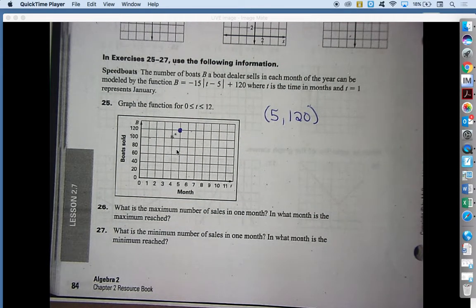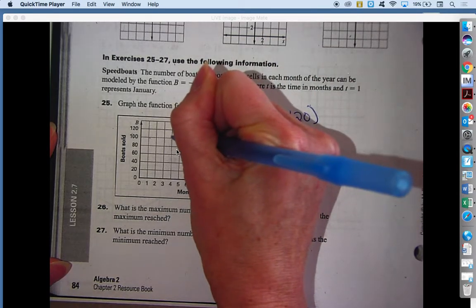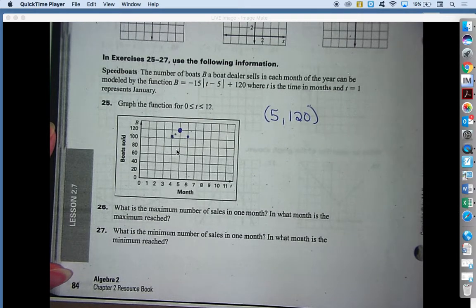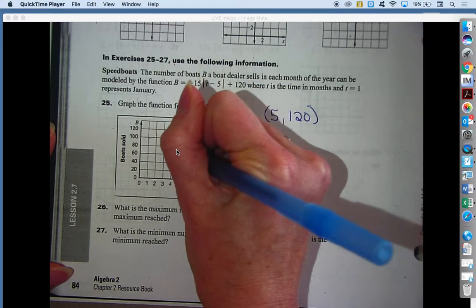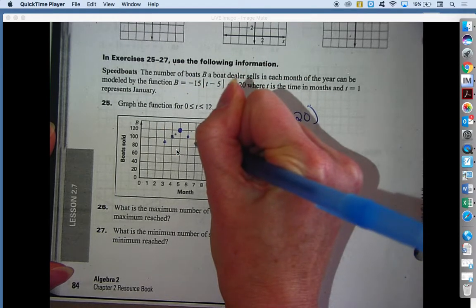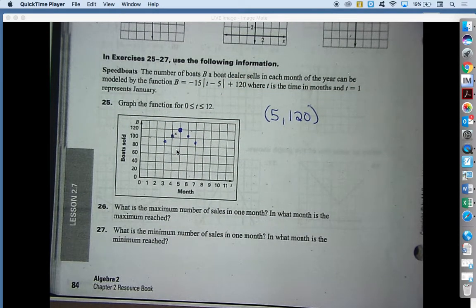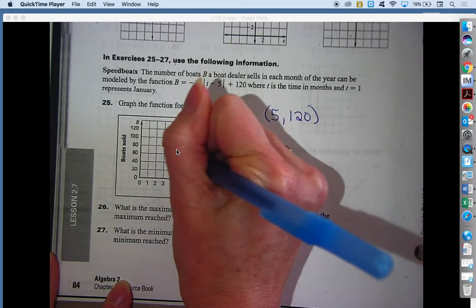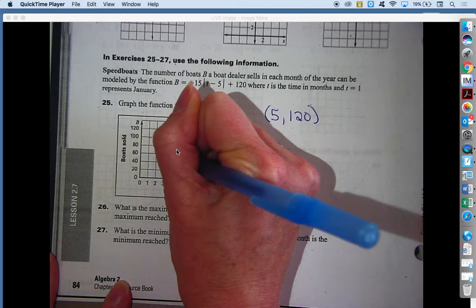Is this graph going up or down? Down. How far is it moving down each time? 15. So each time it's going down 15, that's the slope. So if I start at 120 and I go down 15, I'm at 105. Down 15 more, we are at 90. So each time I just graphed left and right at the same time. If I'm down 15 more from 90, I would be at 75.